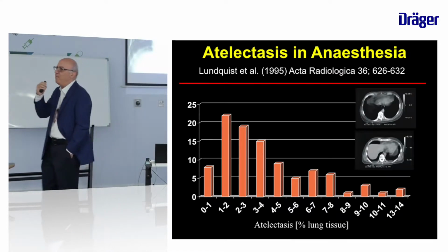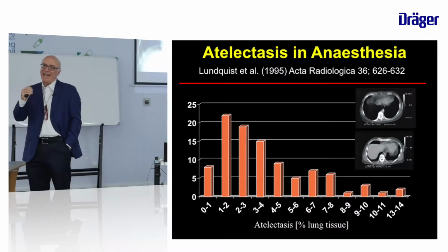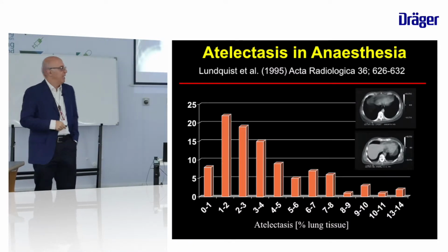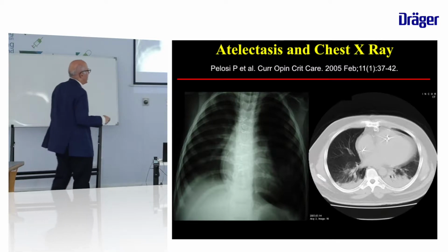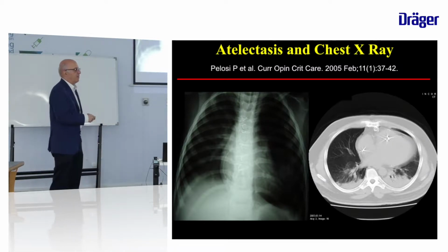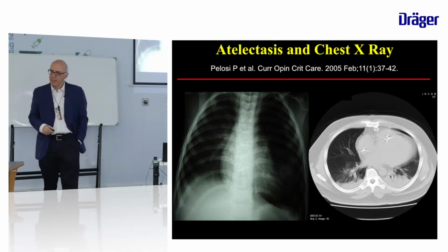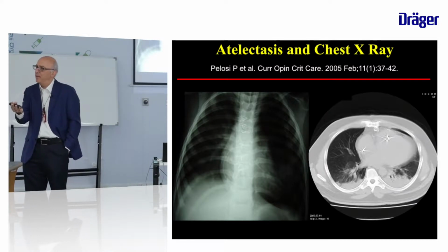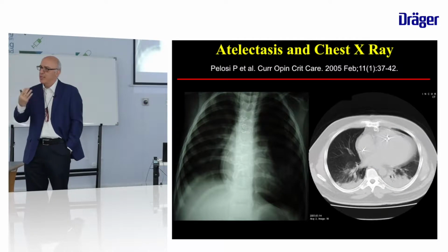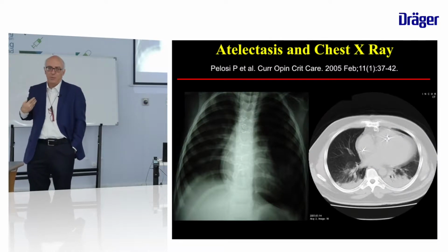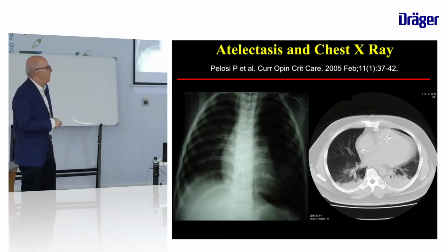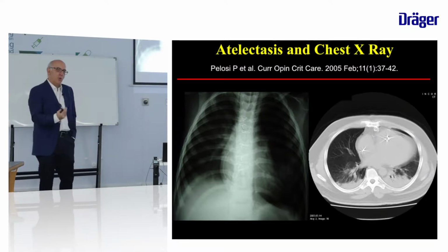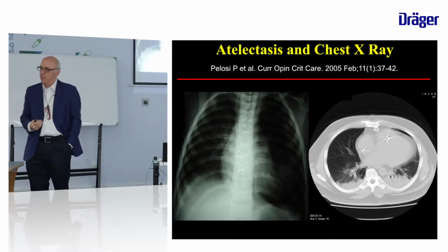And if you believe that you can look at atelectasis at chest X-ray, this is not true. You see here an example. There's a major atelectasis in the dependent part of the lung, and you see almost nothing at the chest X-ray. Why is that? Because they're always in the dependent part of the lung. The chest X-ray is from the front to the back. So very often, it's almost impossible to see these atelectasis at the chest X-ray.